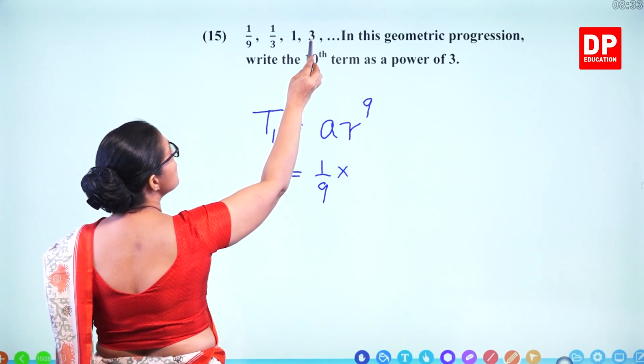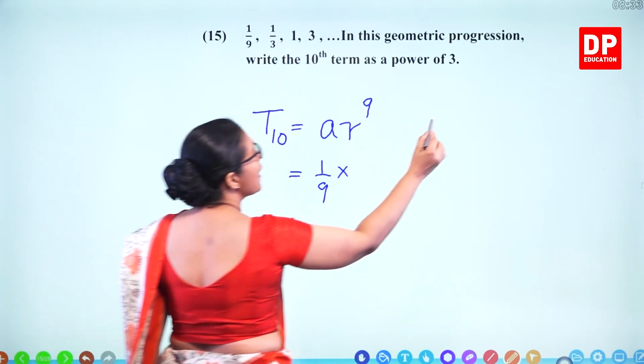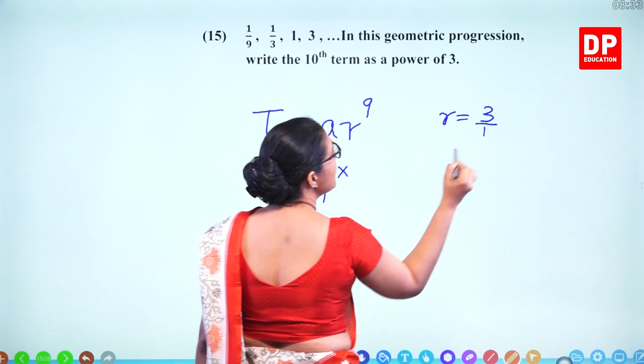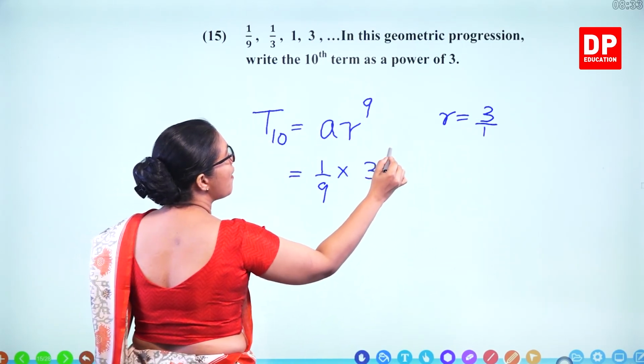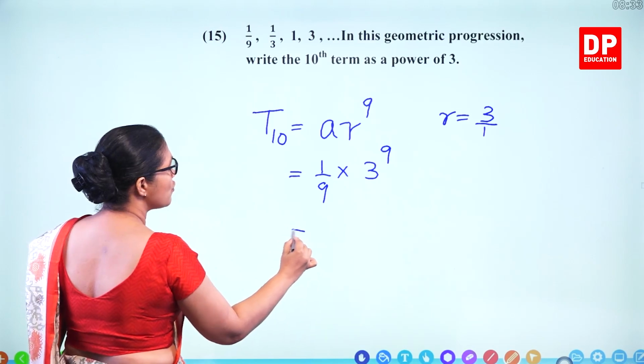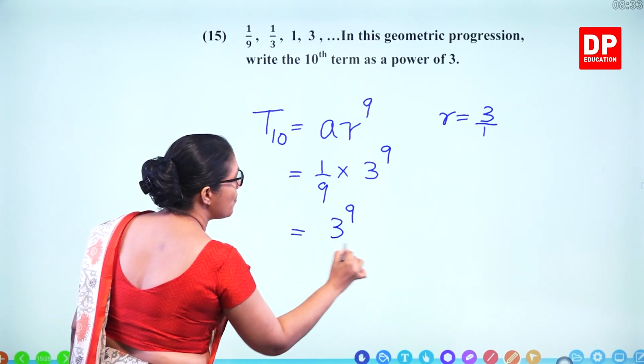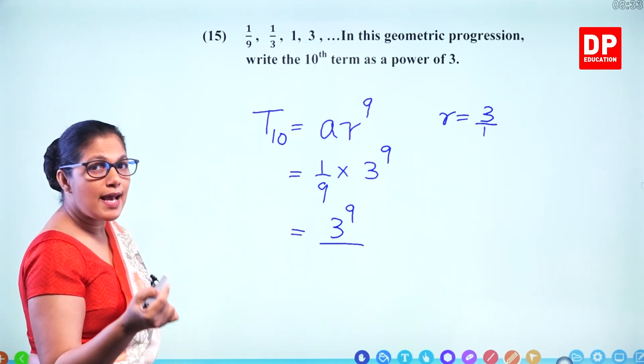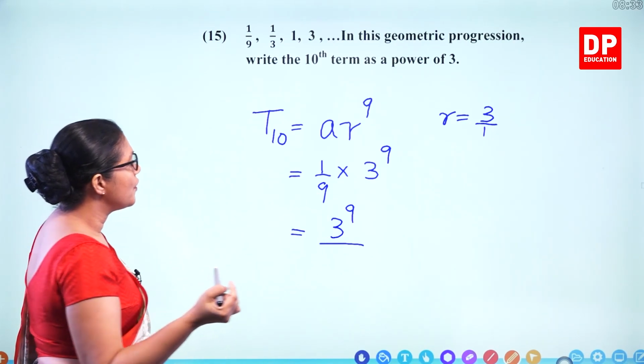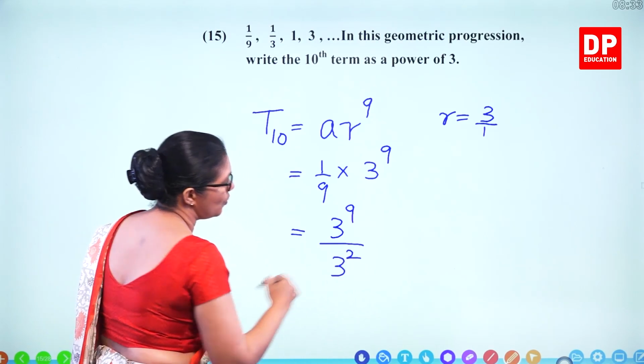So it's easy to take this one, 3 divided by 1. So the ratio is 3 divided by 1, that's 3. So 3 to the power 9. Now try to simplify. 3 to the power 9 in the numerator. 9 you have to write as base 3, 3 to the power 2.